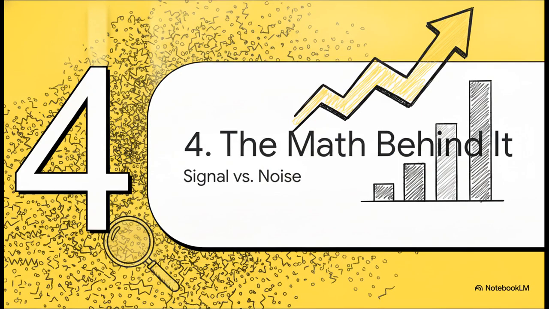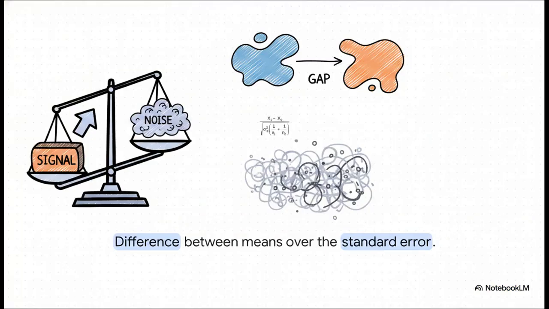Section 4. The math behind the magic. Signal versus noise. Okay, let's break down the independent samples T-test formula without getting lost in the weeds. If you focus on the top part, the numerator, it's just x bar 1 minus x bar 2. That is quite literally just the raw difference between the means of your two groups. Think of that as our signal. It's the core gap we're actually trying to investigate.